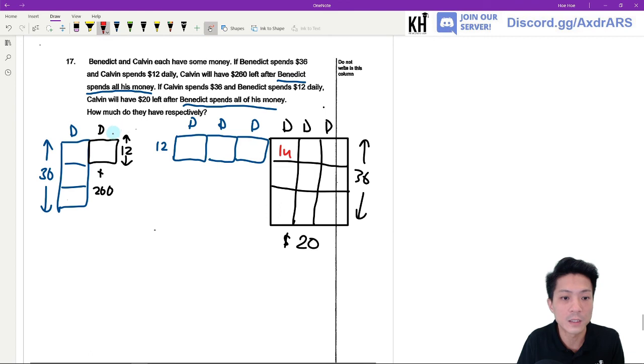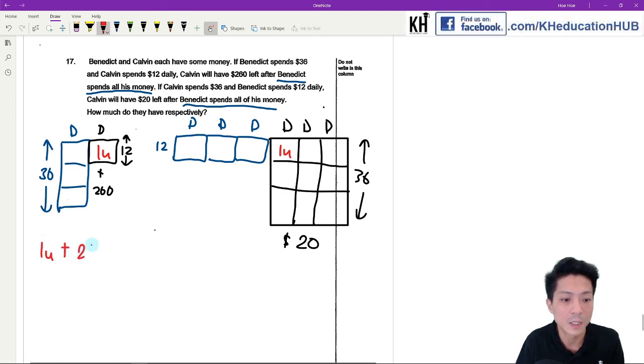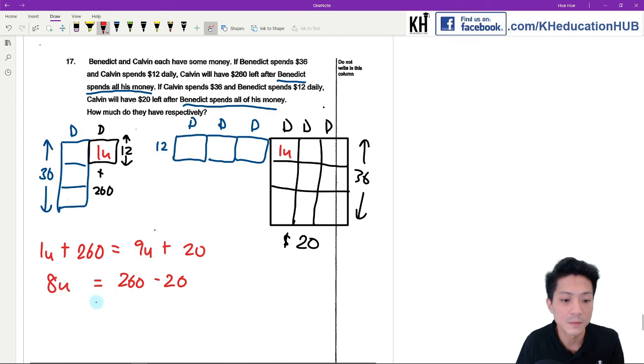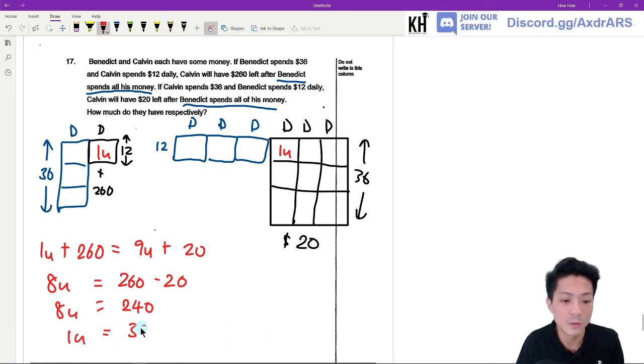Looking at the black color box, this is 1 unit, right? You can see that 1 unit plus 260 is equal to 9 units plus 20. If you draw your model for this, you should be able to get 8 units is equal to 260 minus 20, which is 240. So 1 unit will be equal to $30. So this is 30.